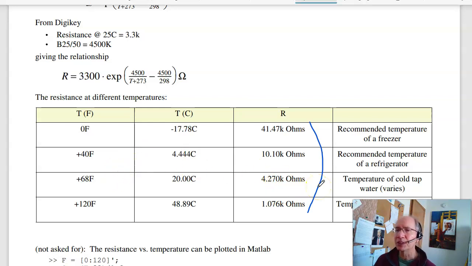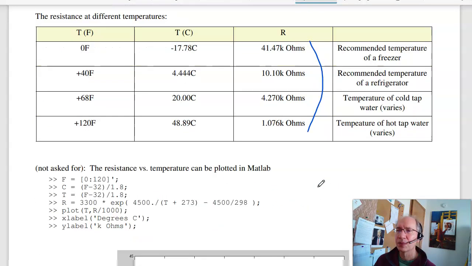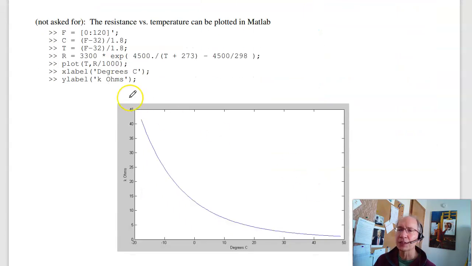upon the measured resistance. And just for fun, I didn't ask for this, but if you want to plot the temperature versus resistance, I can do that in MATLAB. If I have the Fahrenheit, temperature goes 0 to 120. Celsius is Fahrenheit minus 32 over 1.8. That's the conversion from Fahrenheit to Celsius, which in the equation is called T. Here's my equation. Plug it in.